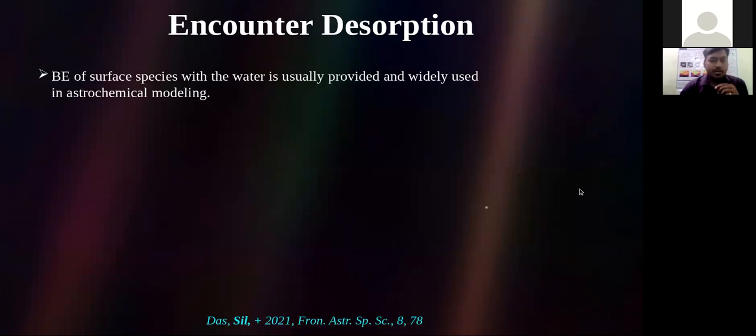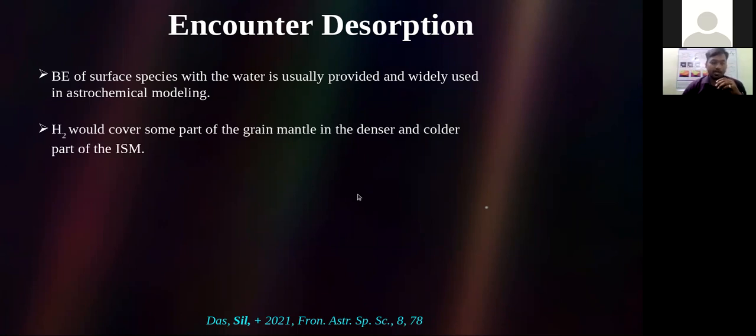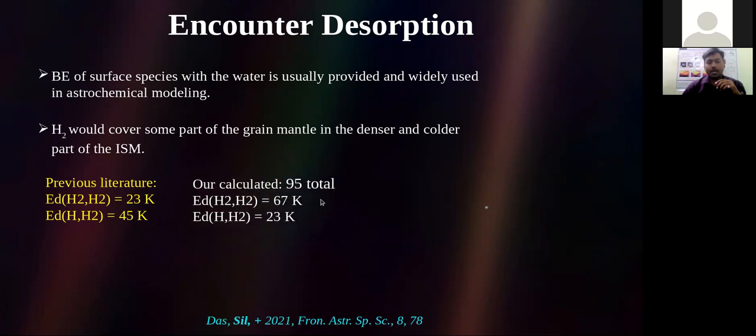Now, the topic of encounter desorption comes. Binding energy of surface species with water is usually provided and widely used in astrochemical modeling. So H2 would also cover some part of the grain mantle in the denser and colder parts of the ISM. In previous literature, the H2 on H2 binding energy was 23 Kelvin, and the H on H2 binding energy was 45 Kelvin. And our calculated values, where we calculated 95 total species on the H2 surface, show an opposite trend, where H2 on H2 is 67 Kelvin and H on H2 is 23 Kelvin.